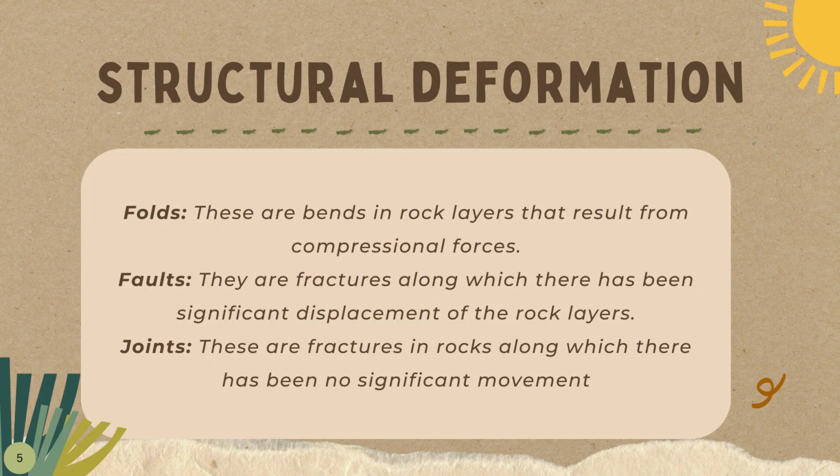The first one is fault. Folds are bends in rock layers that result from compressional forces. What is the meaning of fault? It is fractures along which there has been significant displacement of the rock layers. And joints are fractures in rocks along which there has been no significant movement. In my next slide, I will present a few examples of faults and joints.